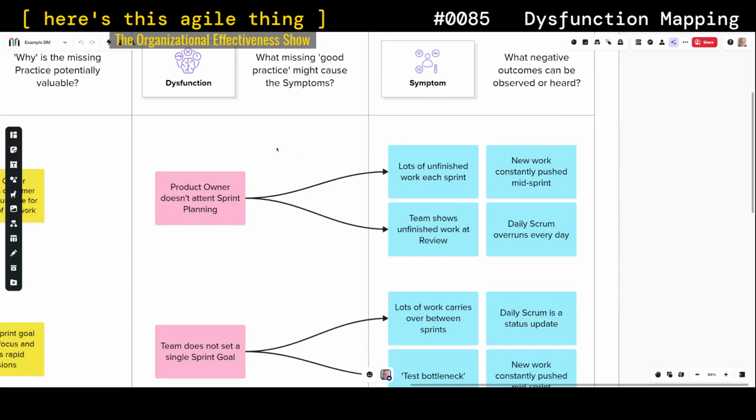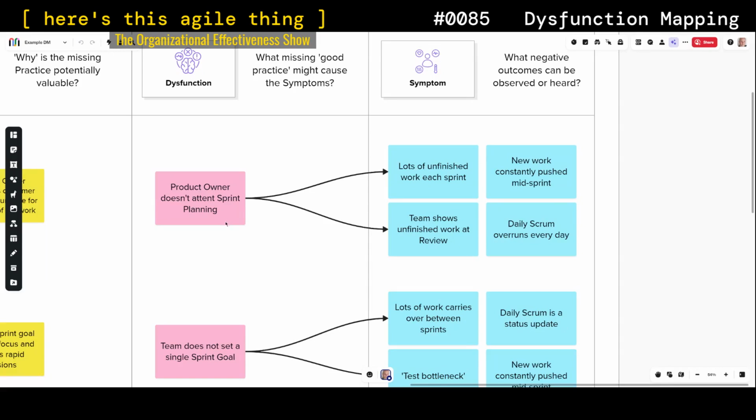If we move over one column to the left, we're asking what missing good practice might cause all of these symptoms, and you might come up with more than one dysfunction. You might come up with three or four dysfunctions for just one symptom on the right-hand side. It's a many-to-many situation. But what we came up with here is that the product owner doesn't attend sprint planning. This could account for not just these symptoms, but lots of other symptoms that aren't even showing here. And this is just one thing. It is a rule in Scrum that the product owner must show up for sprint planning.